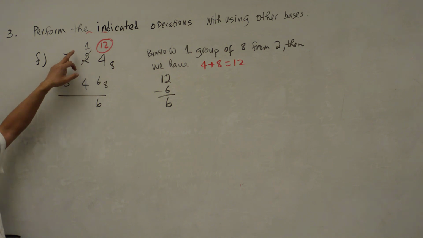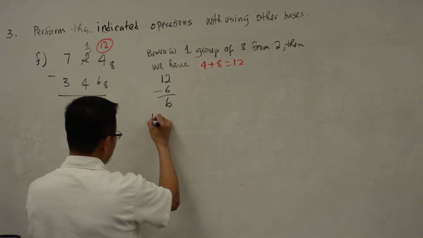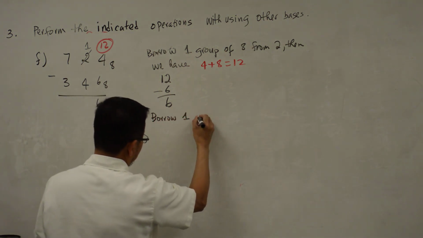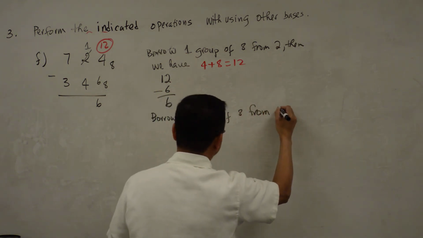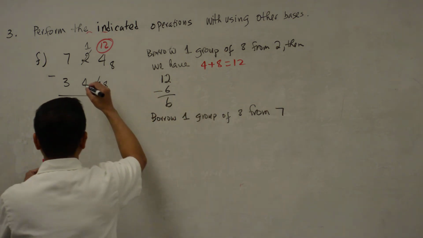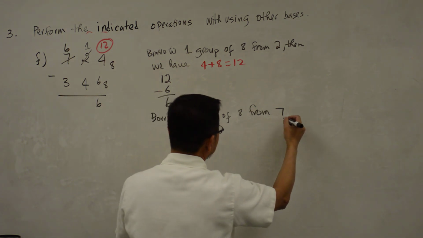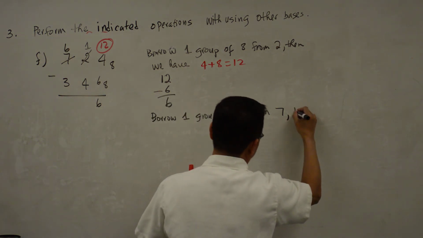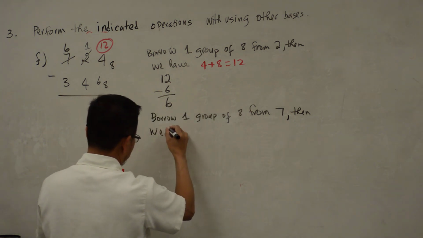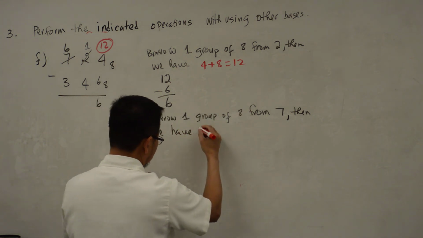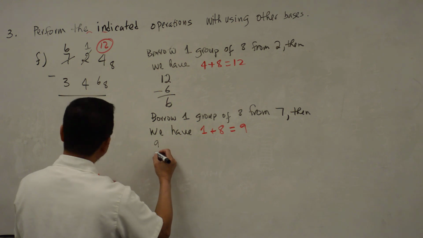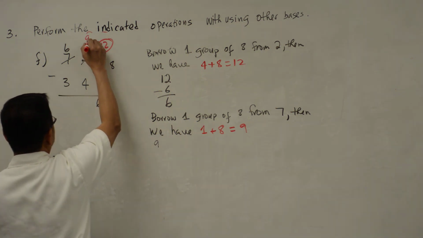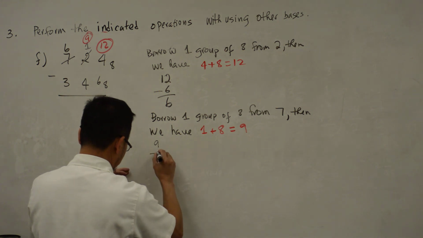Again, 1 is smaller than 4. We need to borrow 1 group of 8 from 7 in this case. So it becomes 6. Then we have 1 plus 8 gives you 9. So then we have 9, write down 9 on top. 9 minus 4 gives you 5.